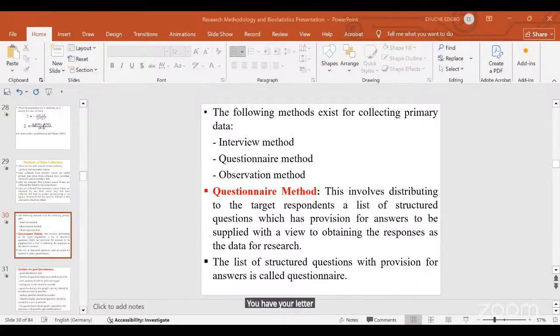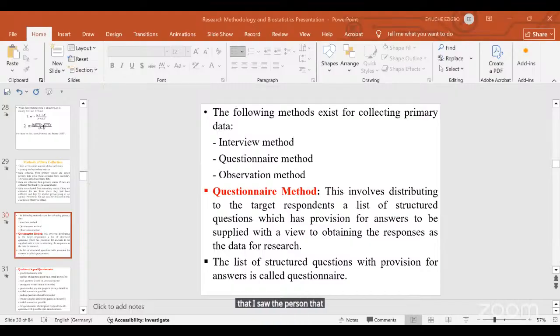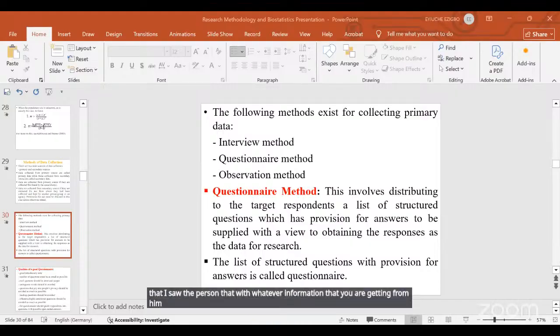It is unethical, it is wrong, it is fraudulent. If you are engaging someone in an interview, the person should know. That is why you should tell the person that you want to get some information from them, that they are being interviewed. But assure the person that whatever information you are getting from him or her is for the purpose of your research.